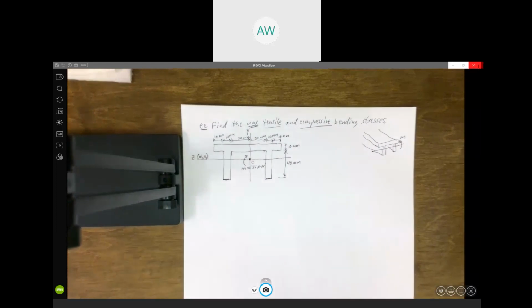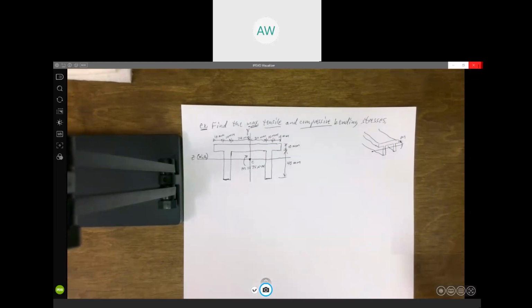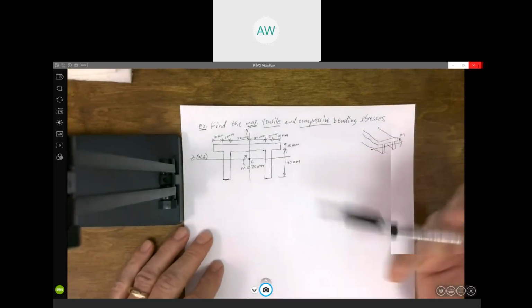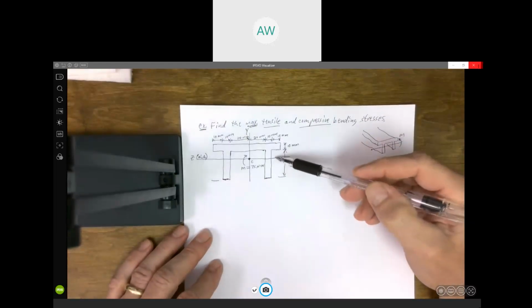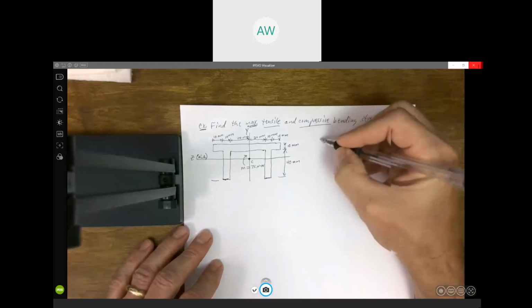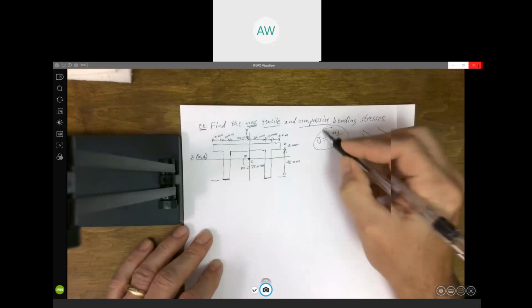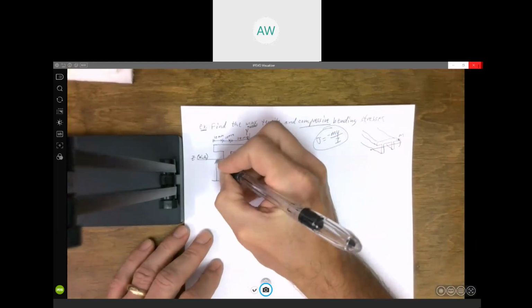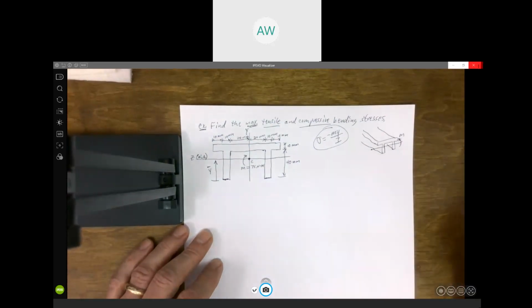Right? So we've got to calculate where this centroid is located, because that's where our neutral axis is. If I don't know that location, I don't know how far it is from there to the top, how far it is from there to the bottom. That's what's got to go in the formula, minus My over I. We want to get the stress, so I got to know what y is. So first thing we need to do is calculate what y bar is. Where is this centroid located?